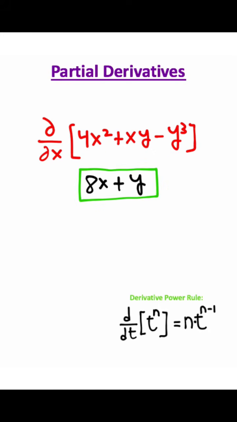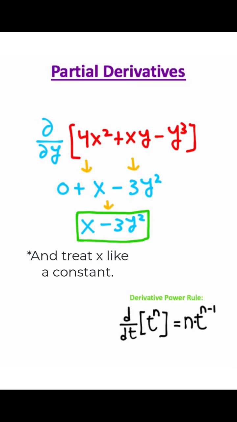And if you wanted to do this with respect to y, you just use the power rule on all the y terms, and you would get x minus 3y squared.